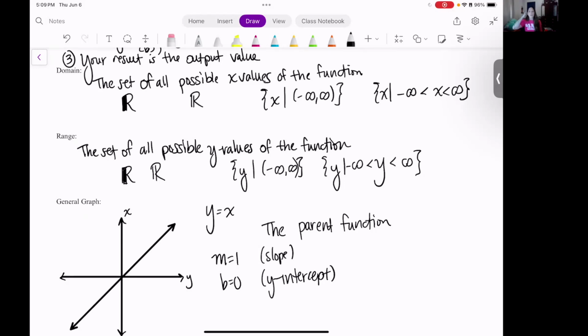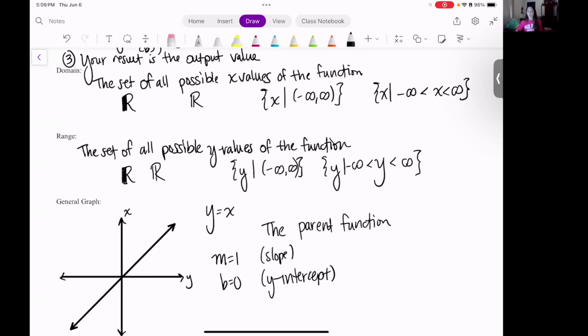A slope of 1 means that for every time you increase 1 in the y direction, you increase 1 in the x direction. So you're going up 1 and over 1, up 1 and over 1. You're going up and to the right. You can also go down and to the left. Those are the same thing. If you do the opposite in both directions, you're getting the same idea.